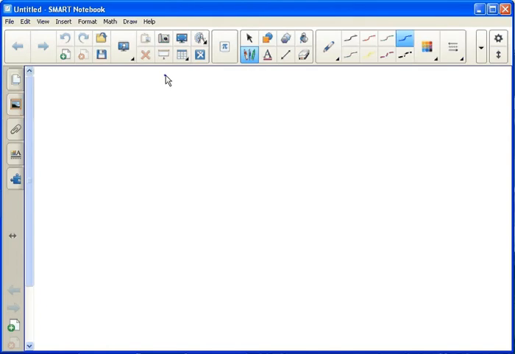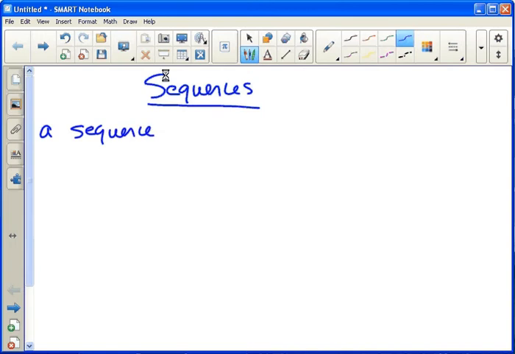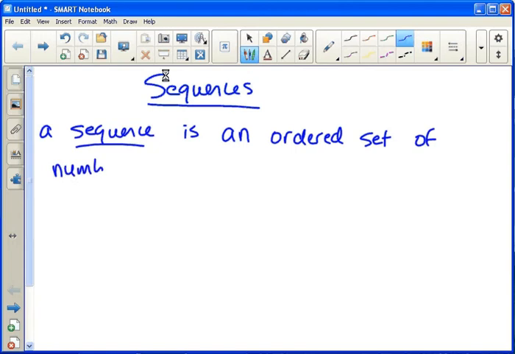Today we're going to talk about sequences. So first let's define what a sequence is. A sequence is an ordered set of numbers whose domain is the set of natural numbers.